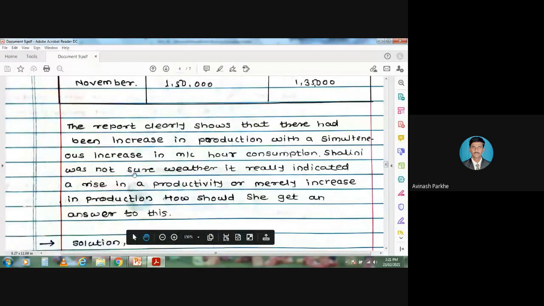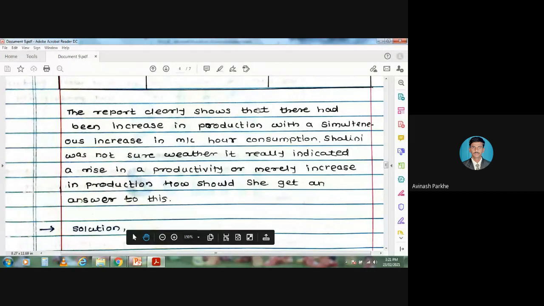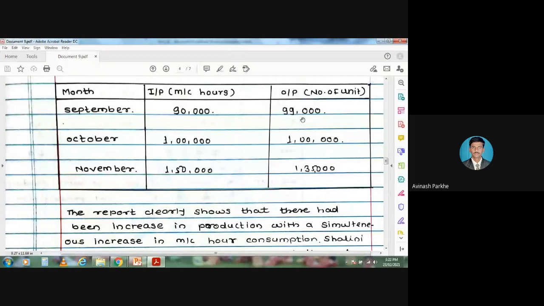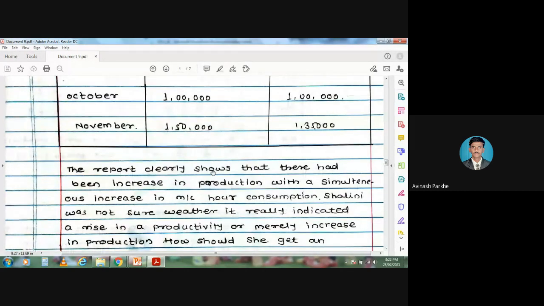The report clearly shows that there had been increasing production with simultaneous increasing machine hour consumption. Production increases, but in order to increase production, the machine hours also increase. For example, in September your output is 99,000 and your input is 90,000. In November, your output increases from 99,000 to 1,35,000. You can see the difference between September and November. But in order to increase that output, the machine hours also increased from 90,000 to 1,50,000. That means if I have to increase the output, the input is also going to increase.